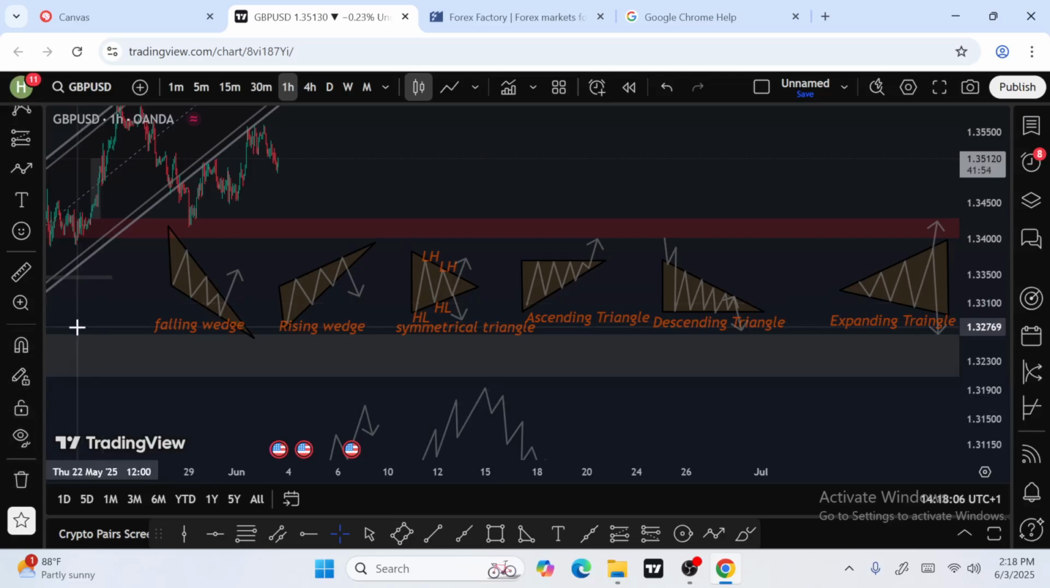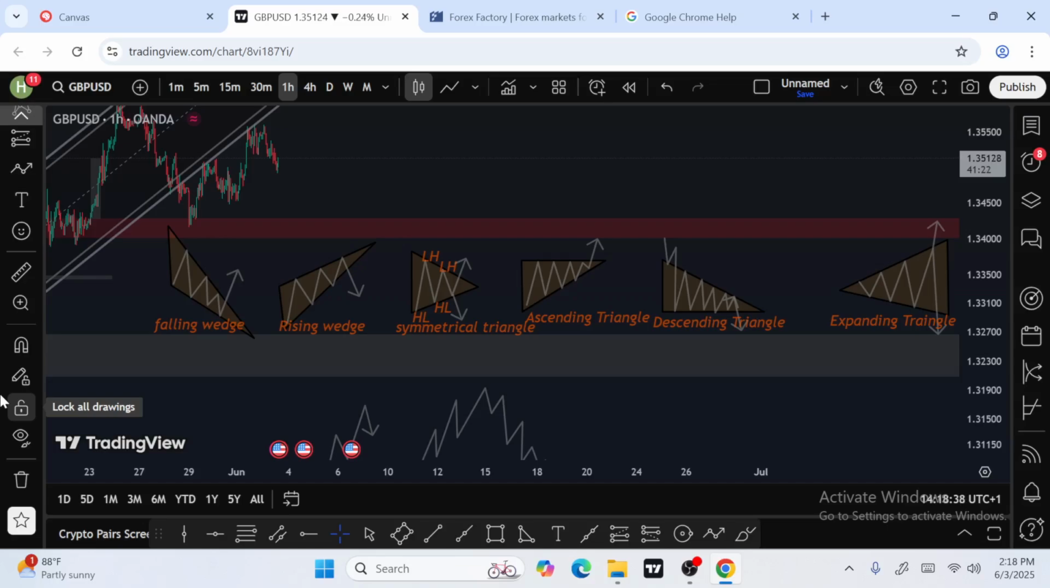So if you want to know this further, just go online and expand your knowledge more. Just type chart patterns. Once you type chart patterns, W pattern, M pattern, exactly. All the patterns, everything is there.